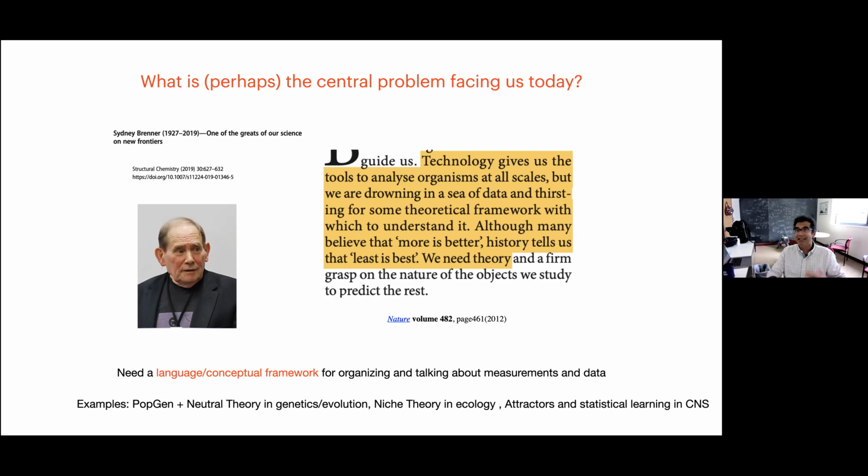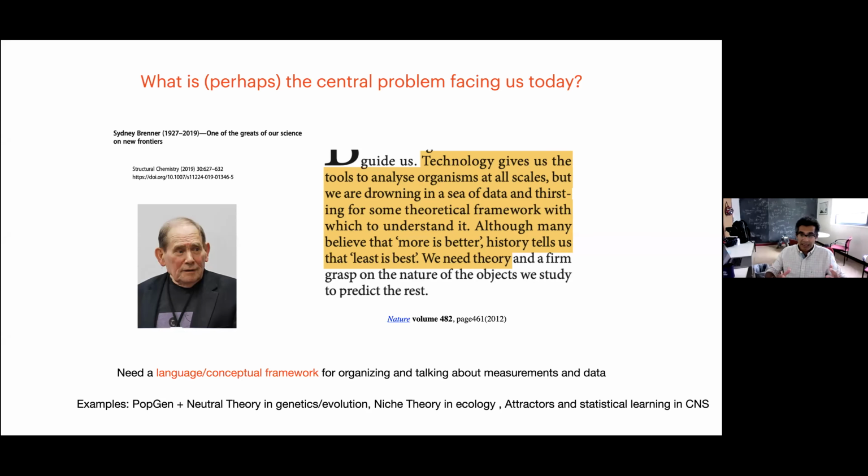What I think is really interesting about this is that here's an experimental biologist making a case for synthesis. When I look at this quote, what I interpret it as saying is we need a language or conceptual framework for organizing and talking about the measurements and data that are now everywhere and ubiquitous. So when we were meeting to plan this session, we had a big debate about what are examples of such theoretical frameworks. I would argue something like population genetics and Kimura's neutral theory allow you to make sense of genetic data.